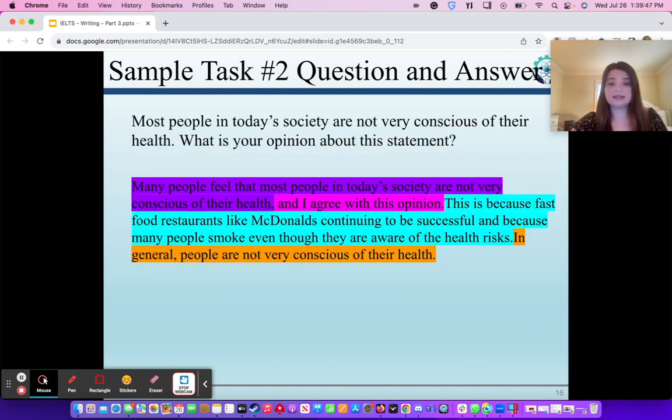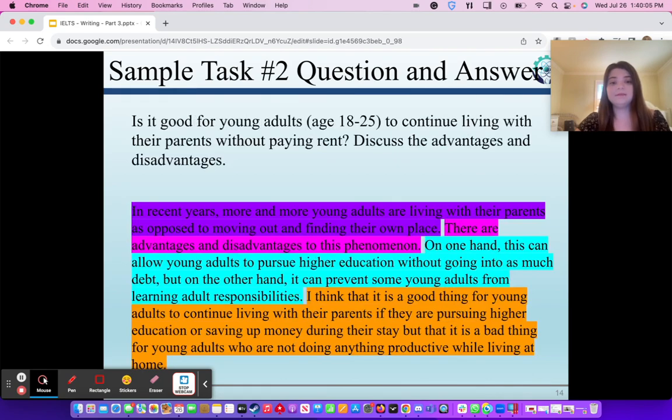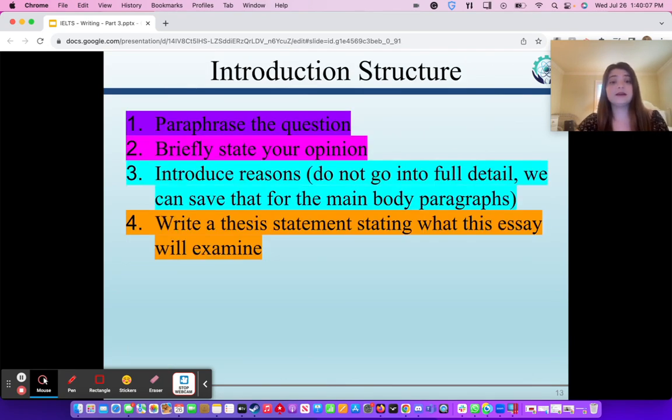Let's do a third example. This one says, most people in today's society are not very conscious of their health. So that's a statement that someone's making, that's someone's opinion. What is your opinion about this statement? So maybe you agree with the statement, maybe you disagree with the statement. So what's my first thing? My first thing is to paraphrase the question, right?